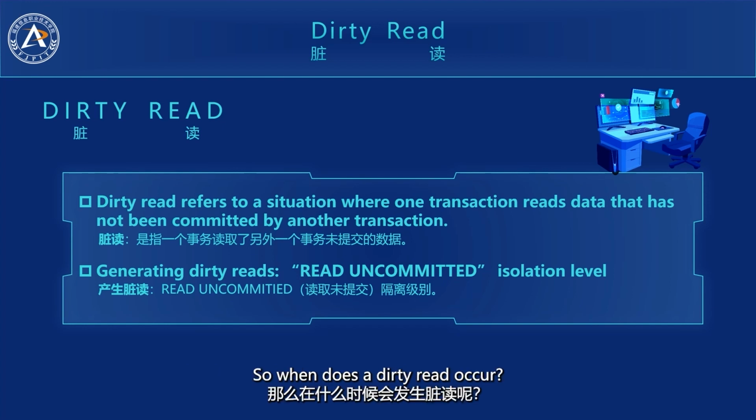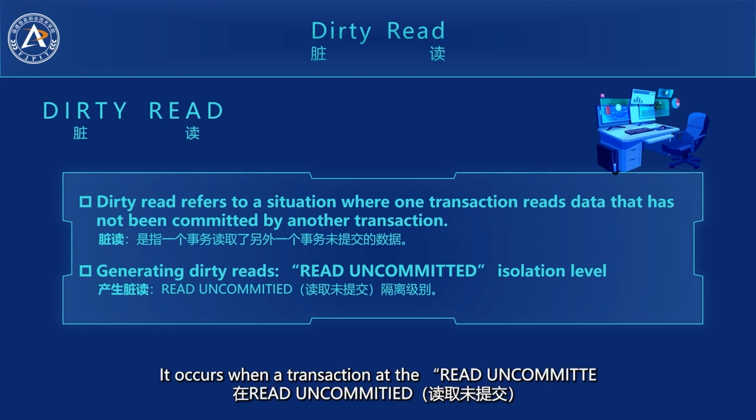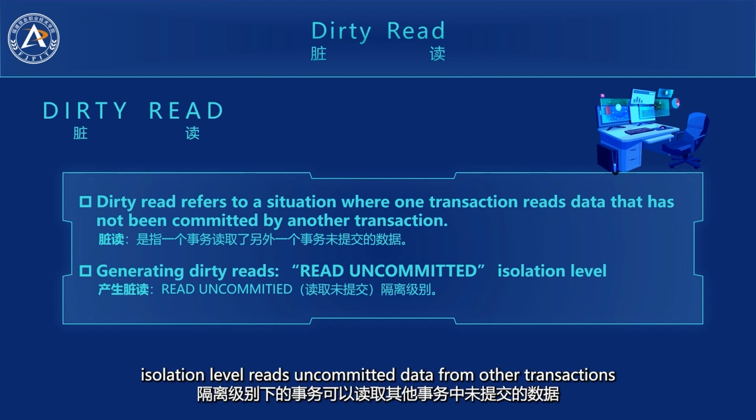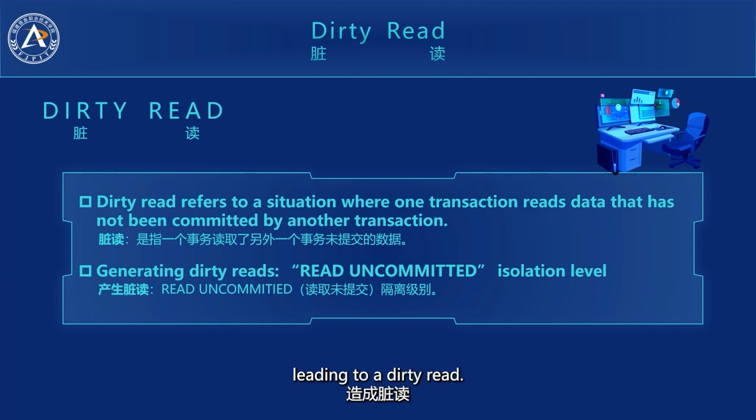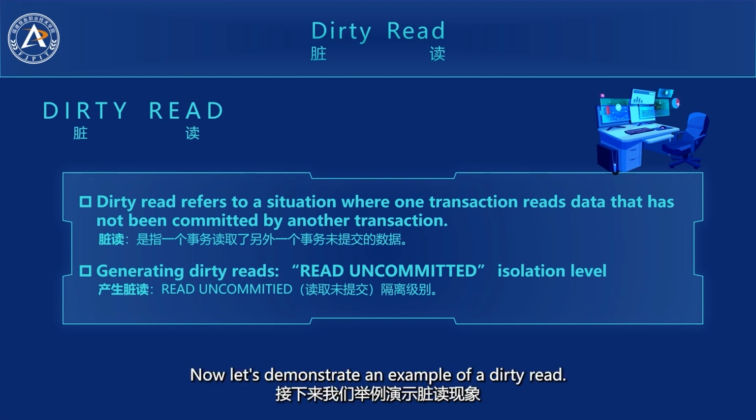So, when does a dirty read occur? It occurs when a transaction at the read uncommitted isolation level reads uncommitted data from other transactions, leading to a dirty read. Now, let's demonstrate an example of a dirty read.